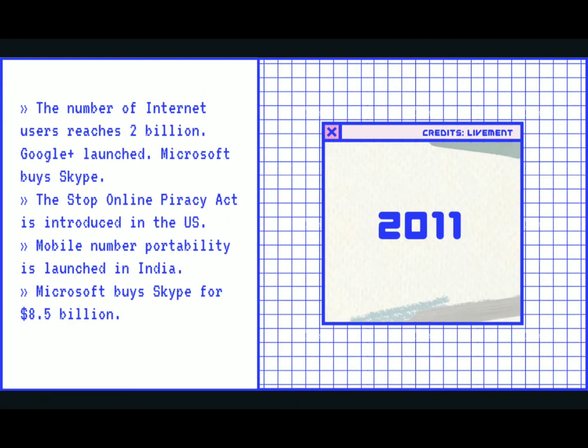In the year 2011, the number of internet users reaches 2 billion. The Stop Online Piracy Act is introduced in the US. Mobile number portability is launched in India, and Microsoft buys Skype for $8.5 billion.